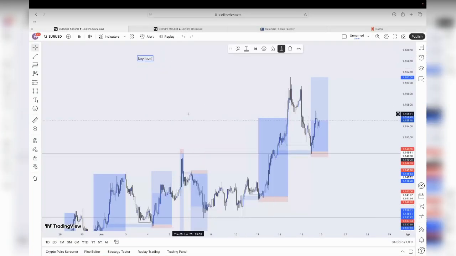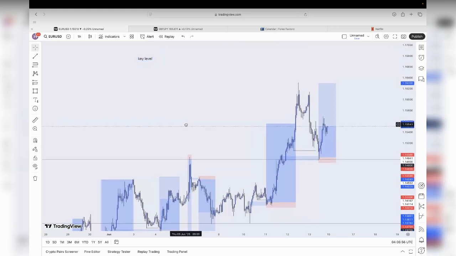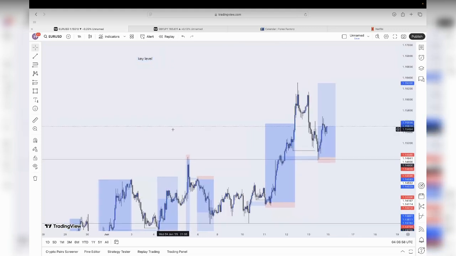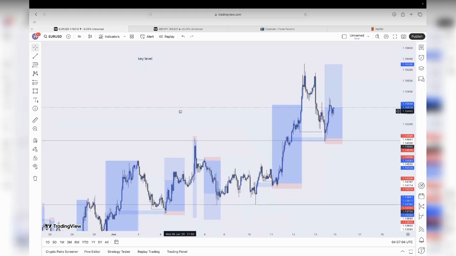A key level is what I myself call a psychological level. A key level is basically an area where price is sort of reacting from. And let's say price is breaking and retesting and breaking and retesting. That zone, that area is what I call a psychological level.